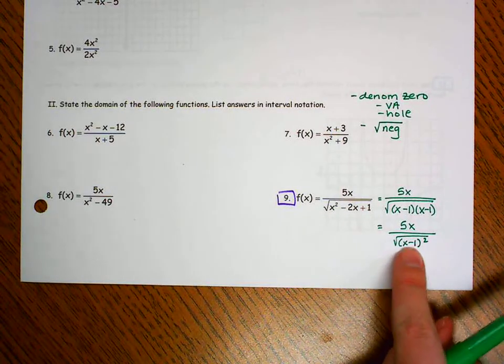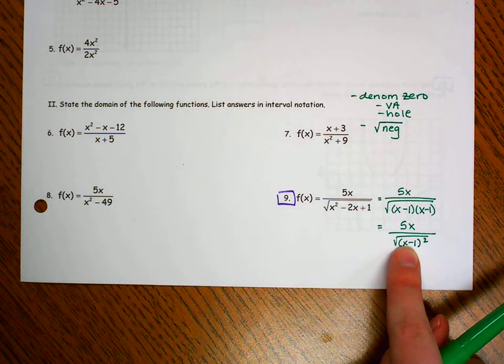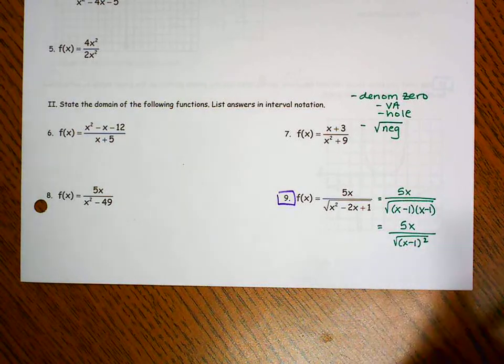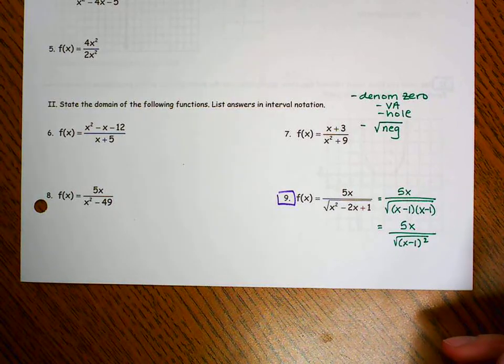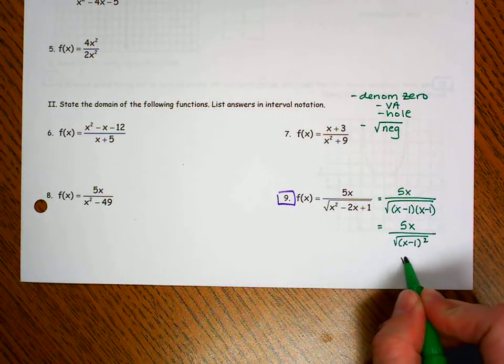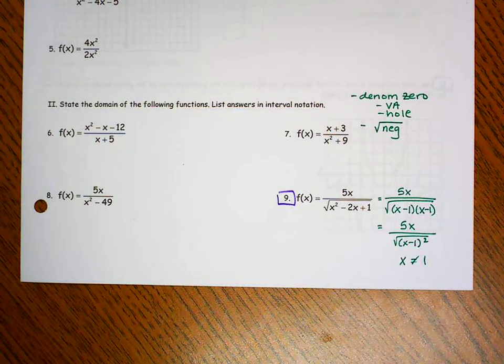Well, because I'm squaring something, this is never going to be negative, because no matter what I put in for x, even if the stuff in the parentheses is negative, when I square it, it'll become positive, so that's not a problem. But I can't have 0 in the denominator, and the only thing that's going to make the denominator 0 is when x is equal to 1. So that tells me that x cannot equal 1.